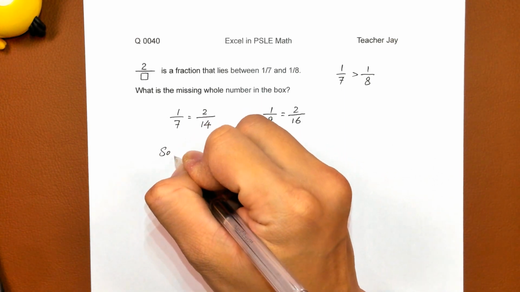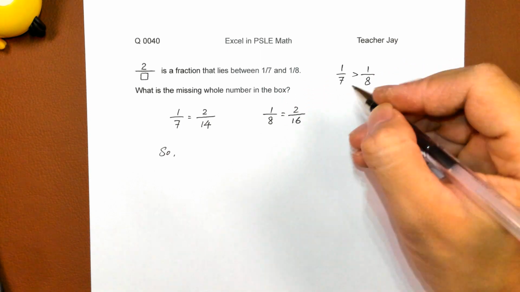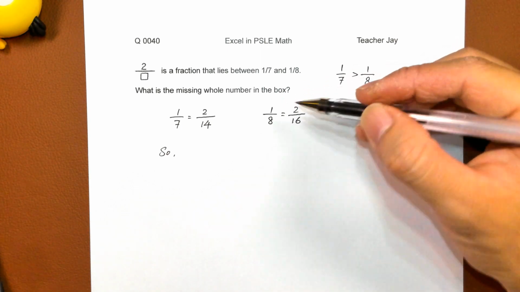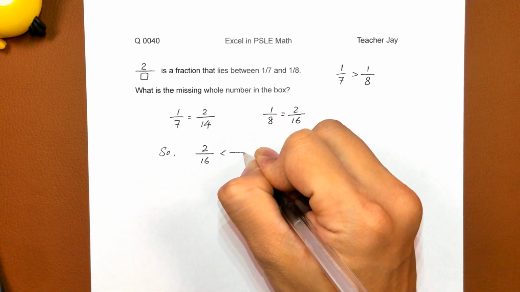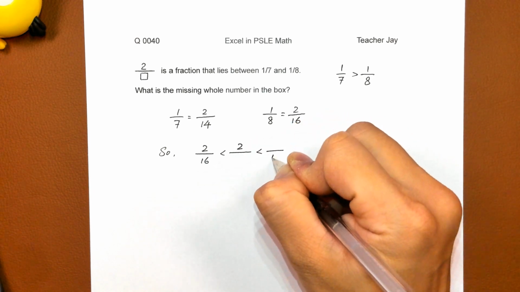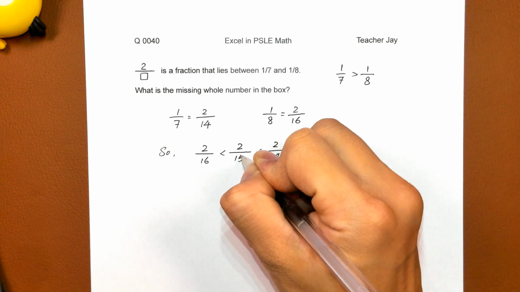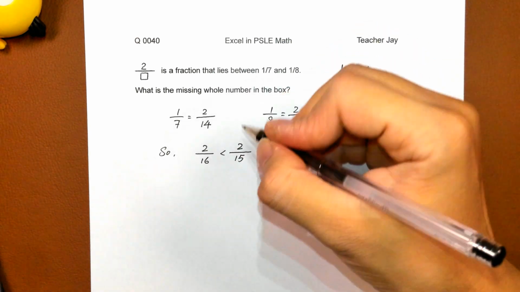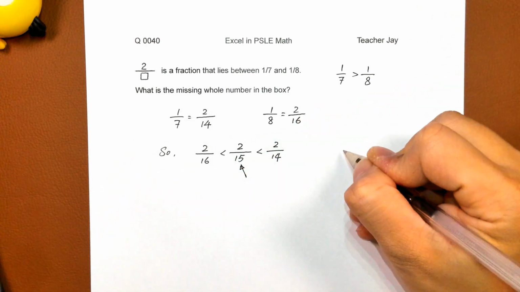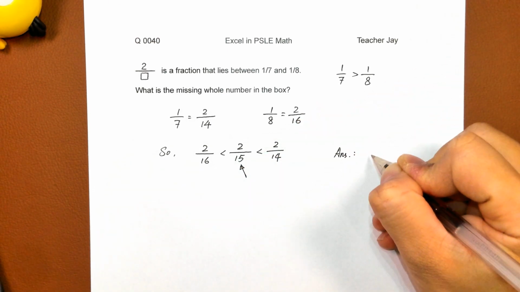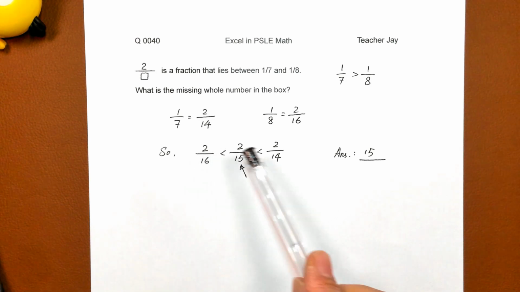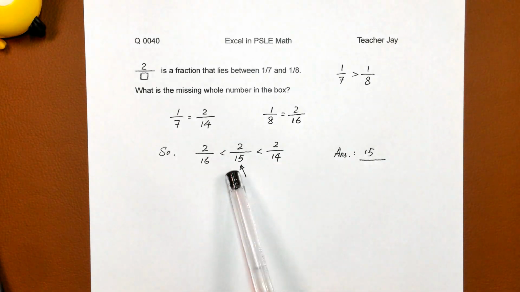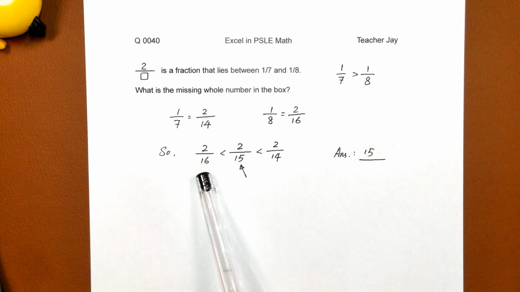So, the fraction between these two fractions, 2/16 and 2/14, is 2/15. Okay? And this is the number in the box. The answer is 15. I repeat again. For fractions with the same numerator, the larger the number in the denominator, the smaller the value of the fraction will be.